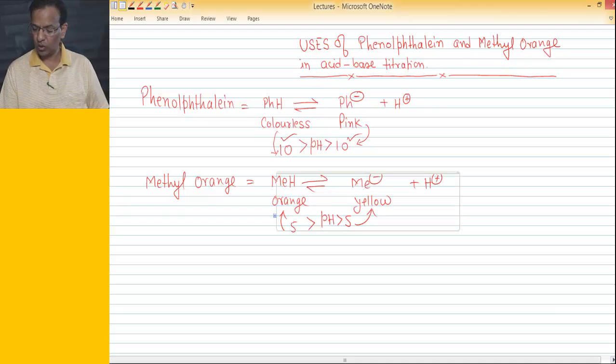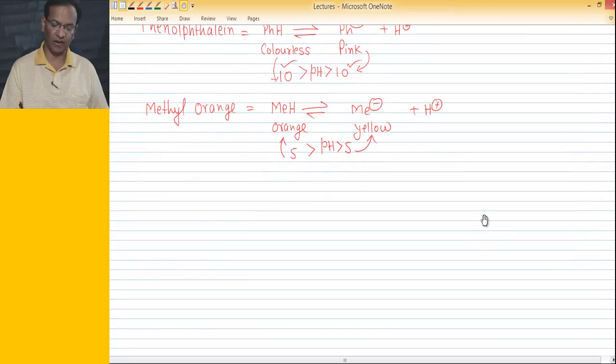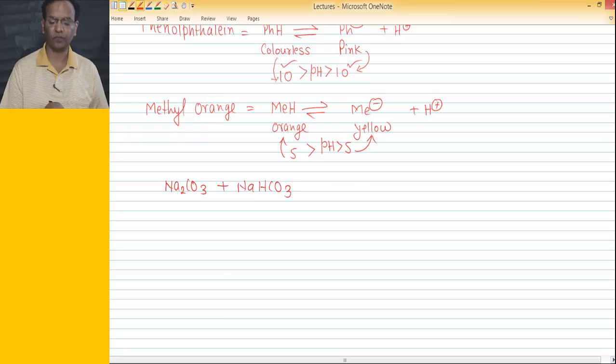Now, let us see how these two indicators are used in acid-base titration. Suppose we have a mixture of sodium carbonate and sodium bicarbonate. Both of these salts are basic in nature since they are salts of a weak acid, carbonic acid, and a strong base, sodium hydroxide. Sodium carbonate is more basic than sodium bicarbonate. Both have their pH greater than 7 in aqueous solution.